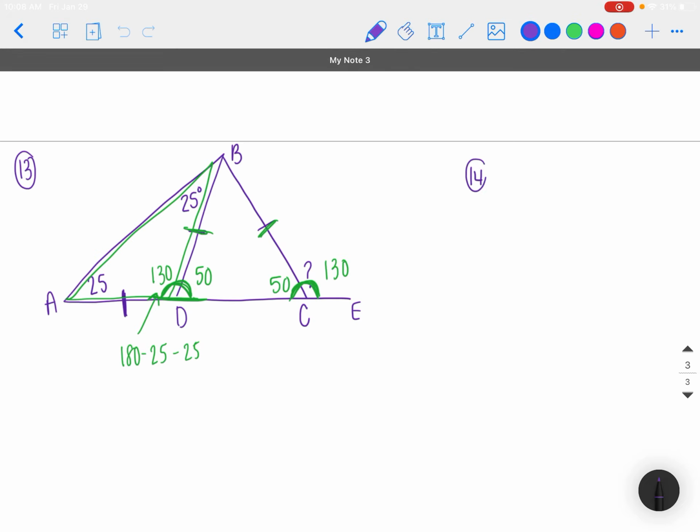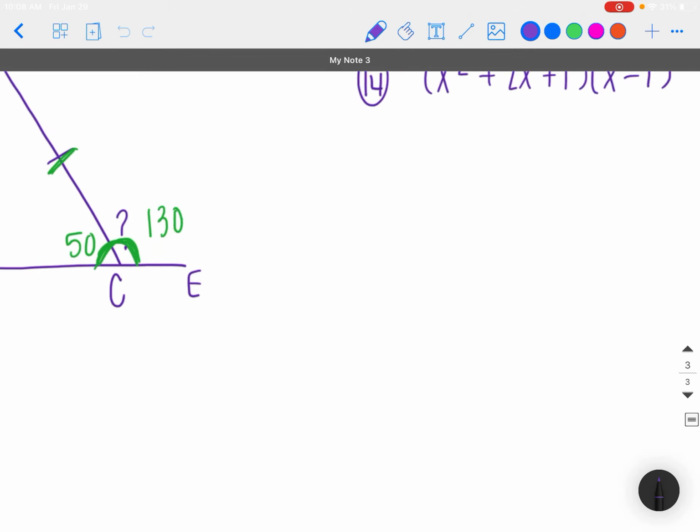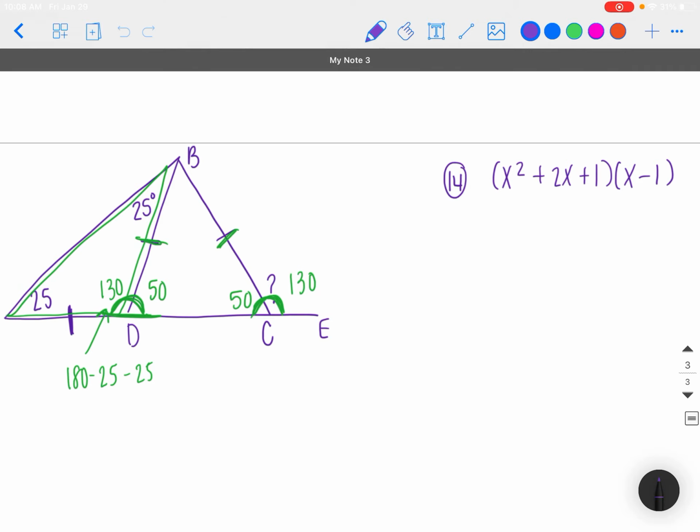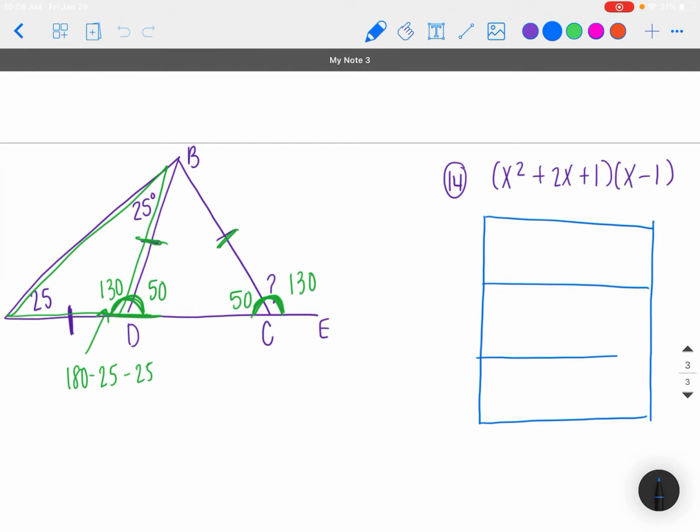All right, number 14, we have x squared plus 2x plus 1 times x minus 1. Anytime that we get more than two terms, I like to do a Punnett square. And so I'm going to do a Punnett square. And I'm going to put my 3 terms down the side and my 2 terms across the top. So x squared, 2x, and 1 down the side, and then x minus 1 on the top.